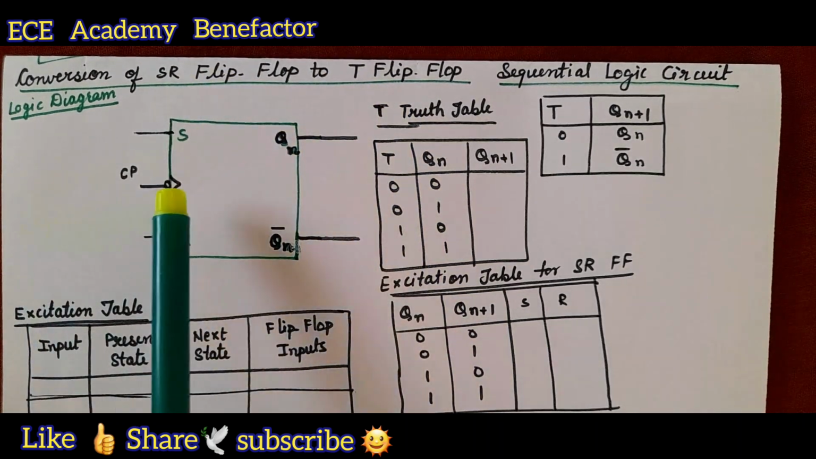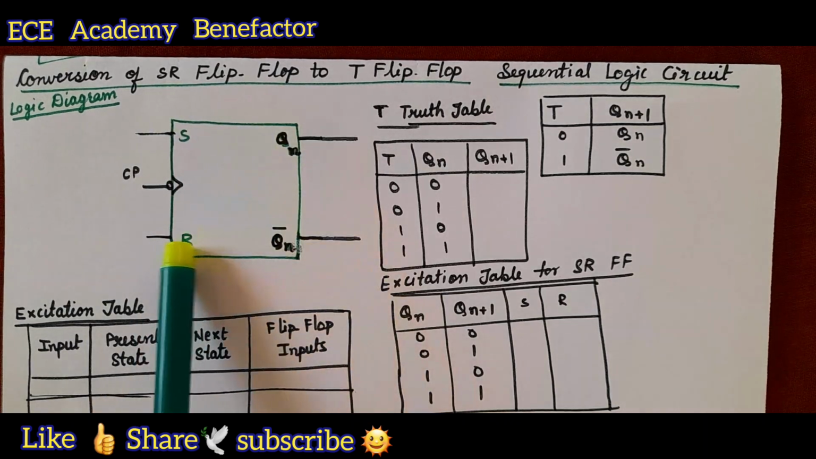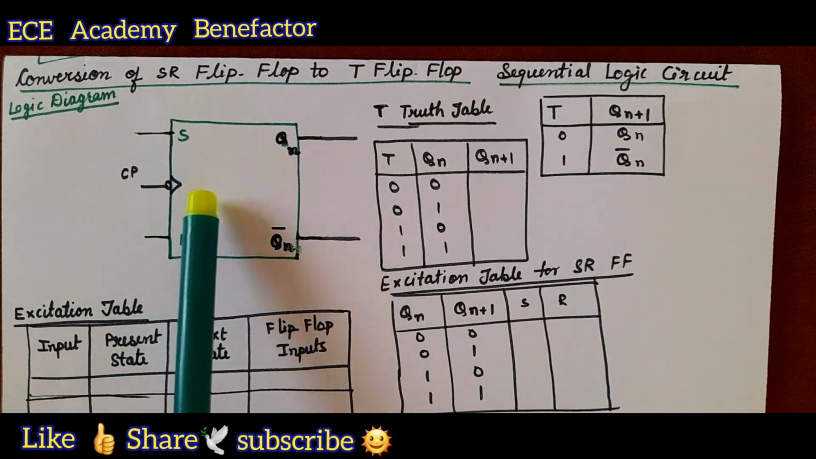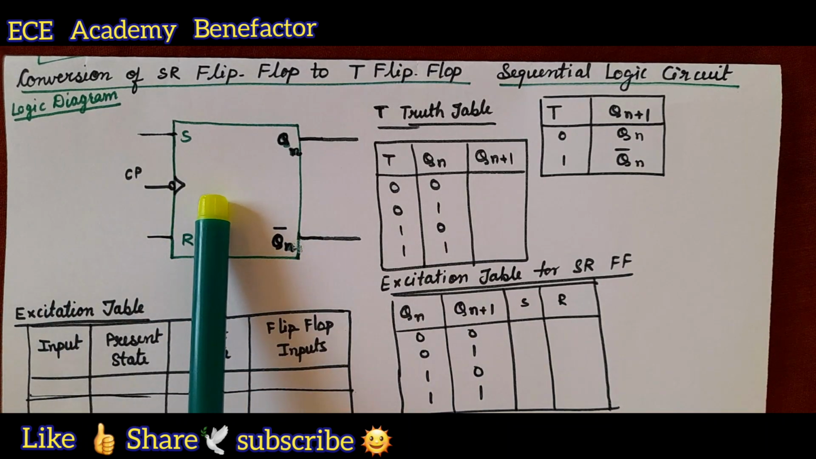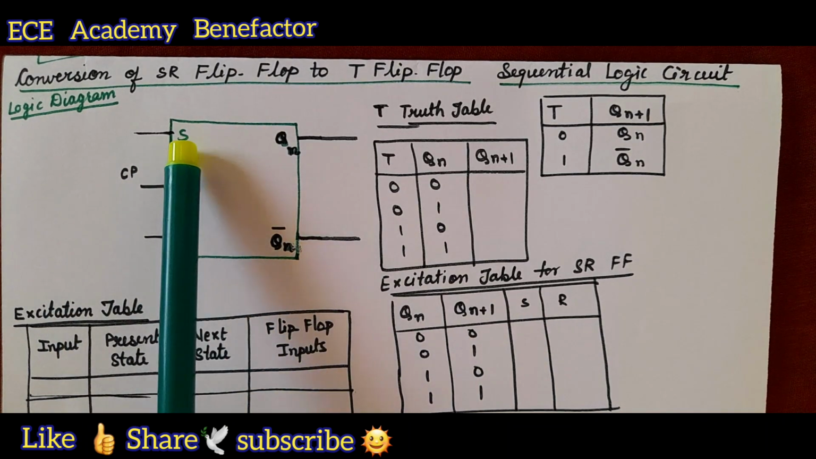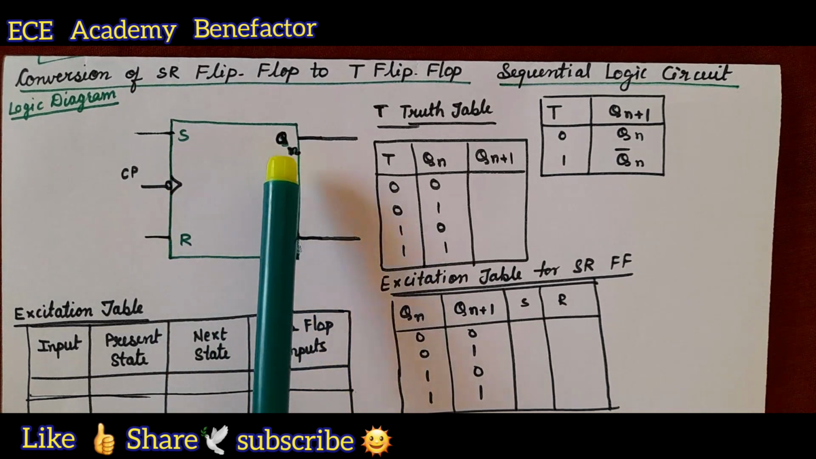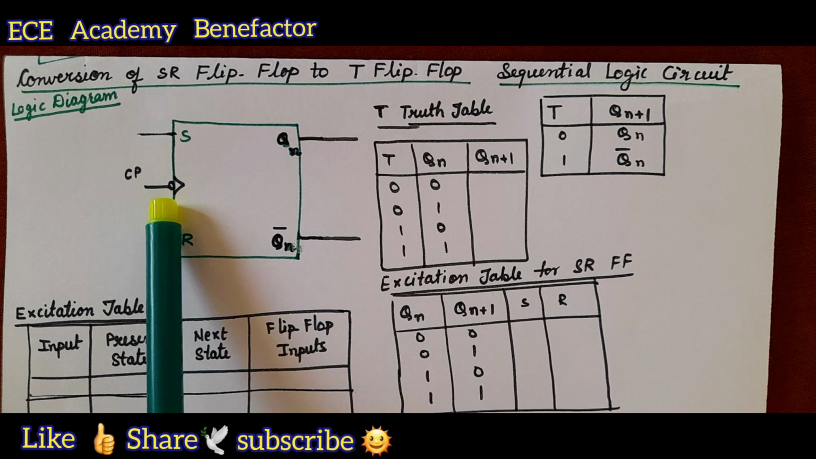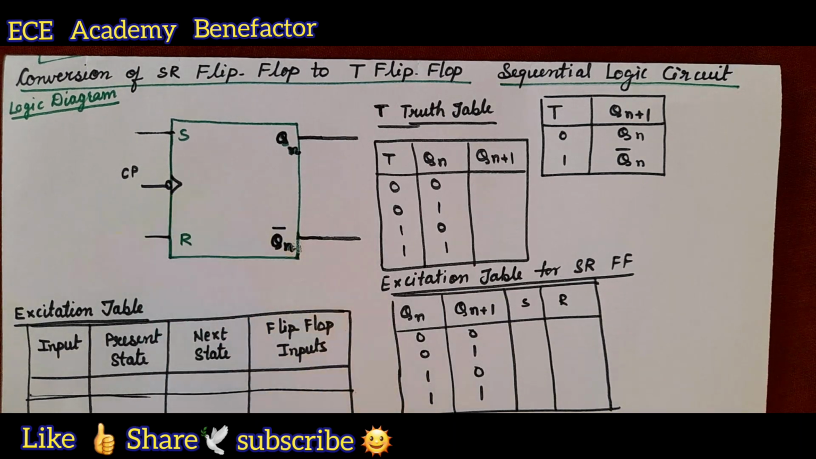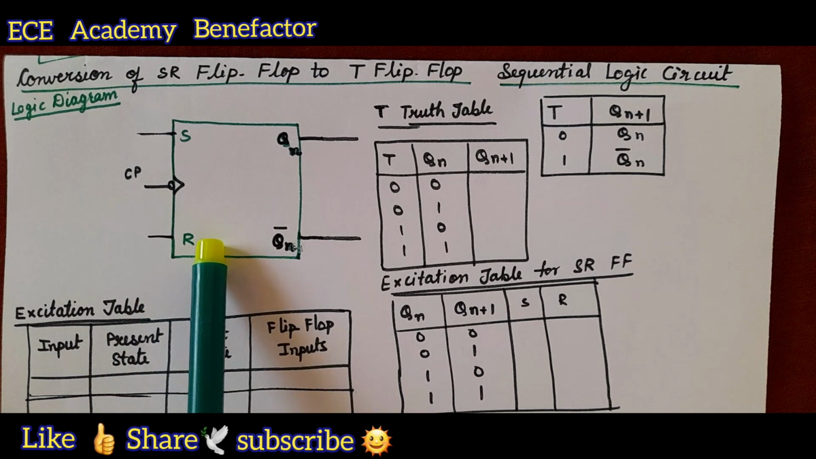SR to T, so we need an SR flip-flop. This SR flip-flop is to be converted to T flip-flop. So first draw the SR flip-flop. Inputs are S, R, outputs are Qn, Qn bar. The clock pulse is a negative edge triggered pulse, so we have kept a bubble there. Okay, this is the given SR flip-flop.